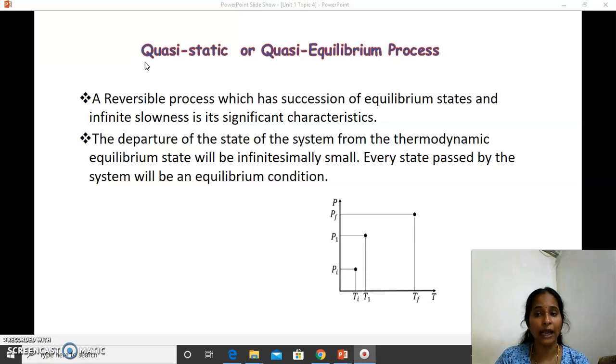Equilibrium means thermodynamic equilibrium states, and only if you want to have that equilibrium state, that particular process should be taken with infinitesimal slowness.